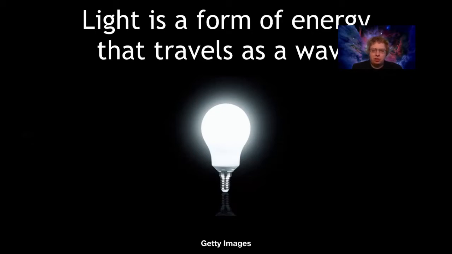When a physicist thinks of light, they think of it as a form of energy that travels as a wave. This kind of makes sense, right? That light might carry energy because we know that light from our sun is what keeps us warm. So that's energy from the sun keeping us warm. But the sun is very far away and it's not touching us. So somehow that energy has to get from the sun to us here. And that is through light.